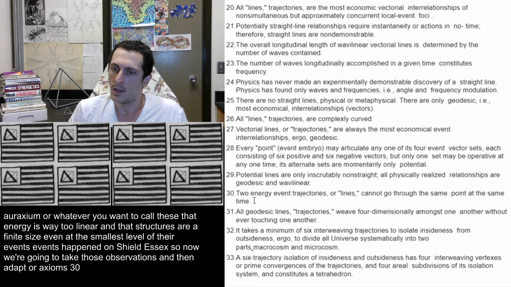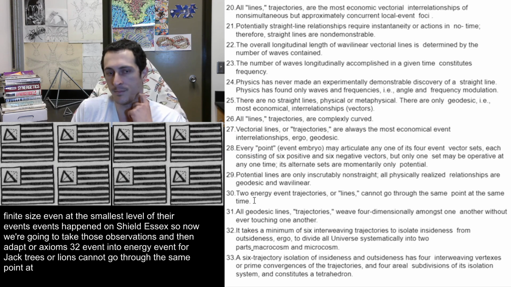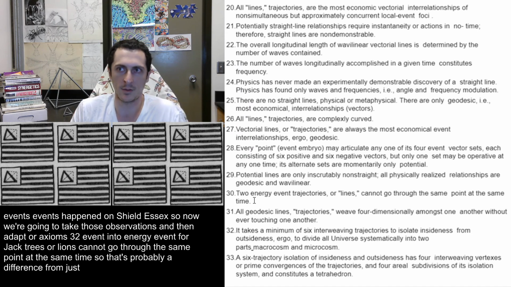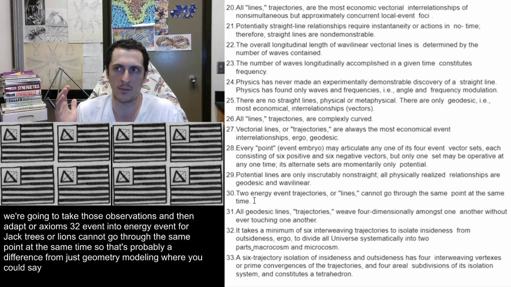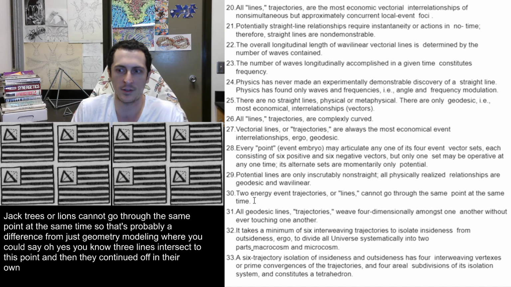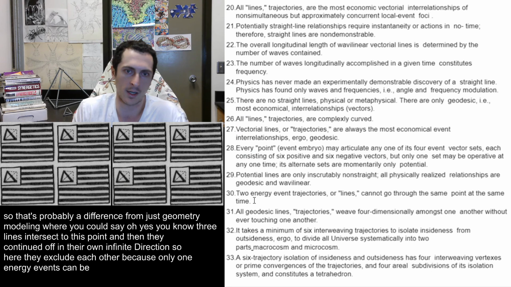30. Two energy event trajectories or lines cannot go through the same point at the same time. So that's probably a difference from just geometry modeling, where you could say, oh yes, 3 lines intersect through this point and then they continue off in their own infinite direction. So here they exclude each other because only one energy event can be in a place at a given time.